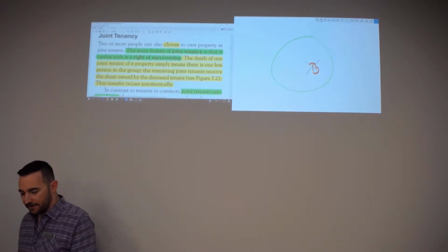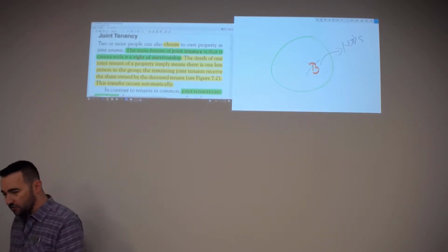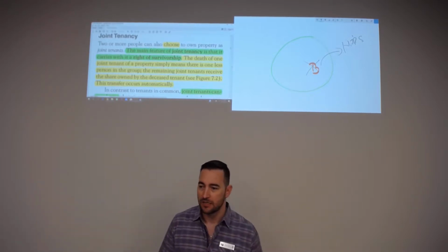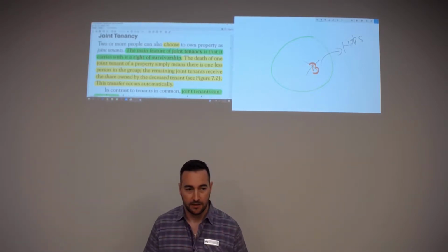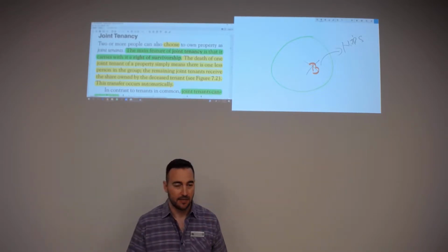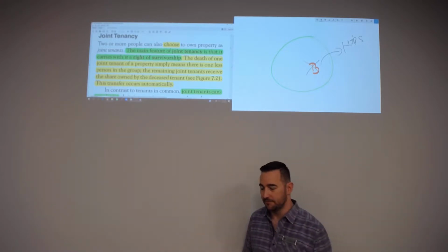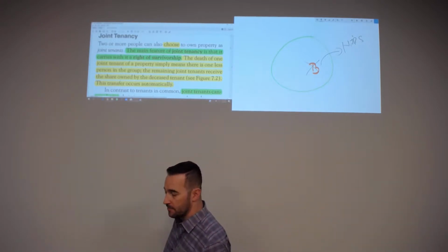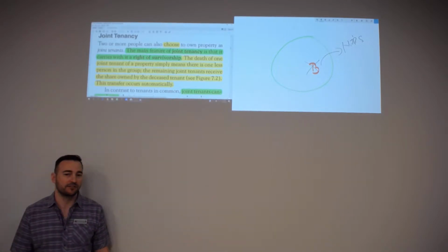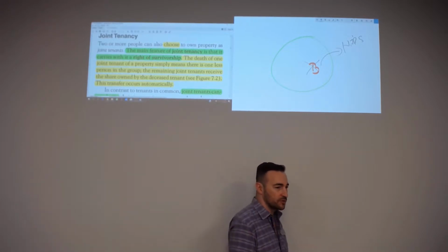If I die, the shares go to heirs. So the last one, the survivor, is the only one that can give the shares to heirs. Why is this important? Because there's going to be a question. And that question says, John owns property with Adam as joint tenants. Before dying, John willed everything to his son Charles. Upon his death, who owns the property?